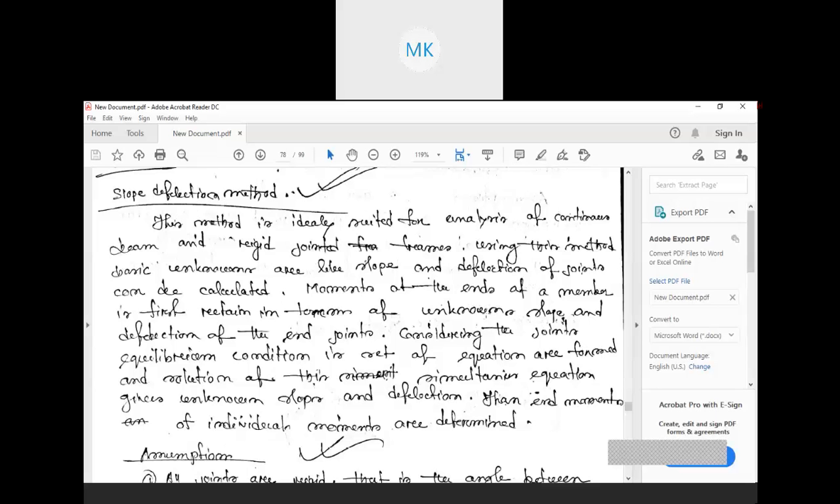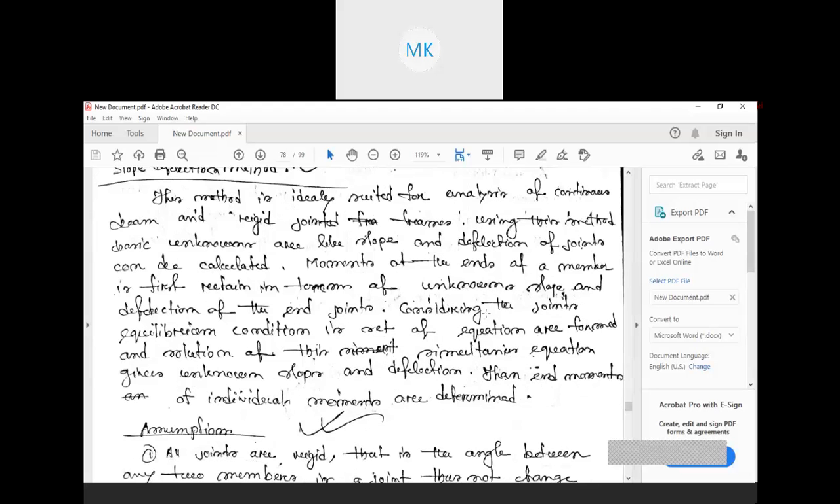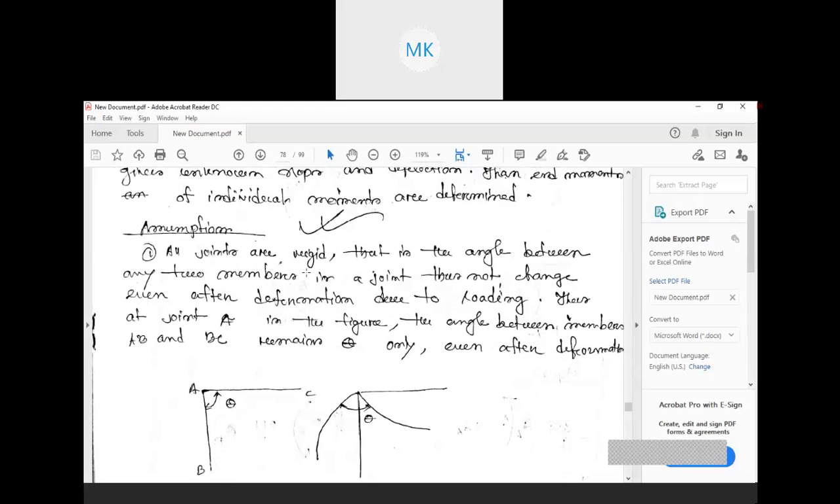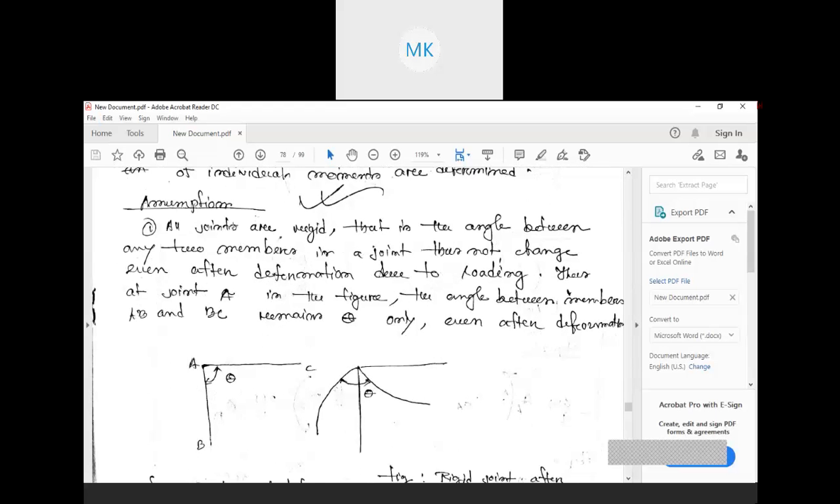So this is basically used for continuous beams and rigid jointed frames. For this method we need the slope and deflection also. So how are we going to find this? There are some assumptions of this method, and these are very important assumptions. What is the first assumption? All joints are rigid. That is, the angle between any two members at a joint does not change even after deformation due to loading.